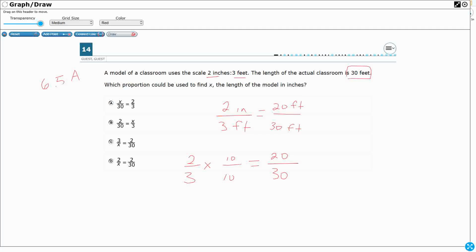Okay, so since that's going to work, let's look at our answer choices. We don't necessarily need to solve it. We do need to set it up. This 20 feet, we can replace with x, okay?